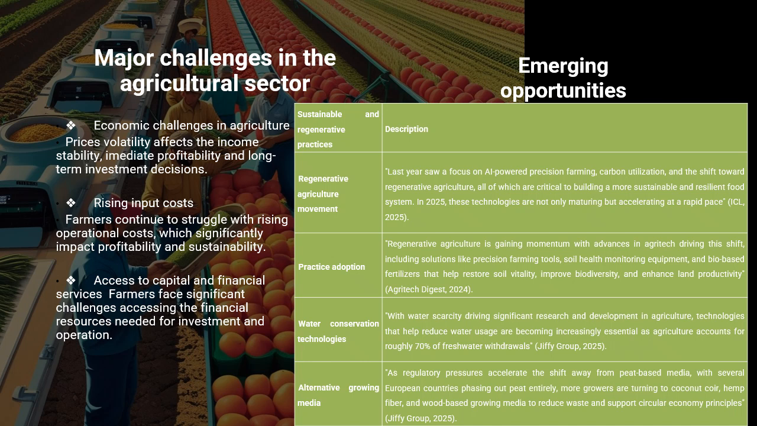Alternative growing media like coconut coir and hemp fiber are replacing peat-based media as regulatory pressures accelerate, supporting circular economy principles. Examples like General Mills's regenerative agriculture program demonstrate potential.